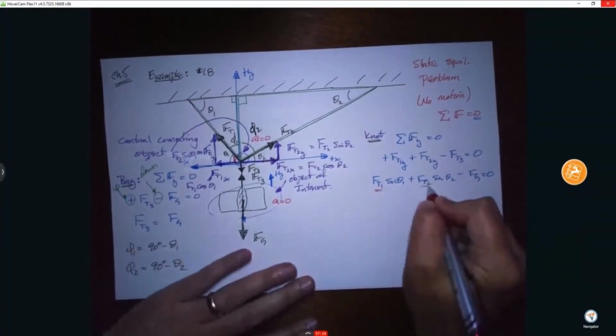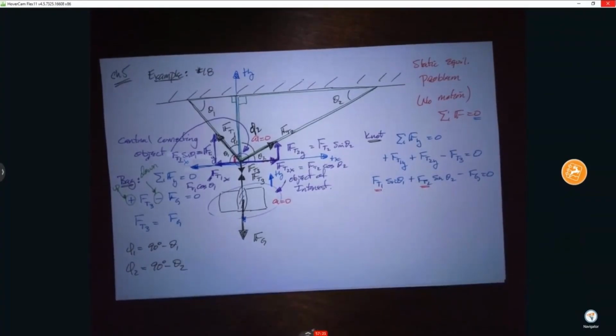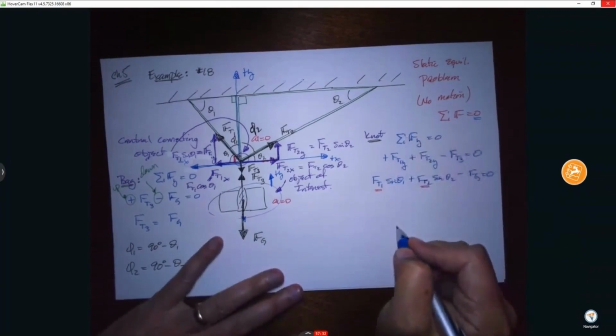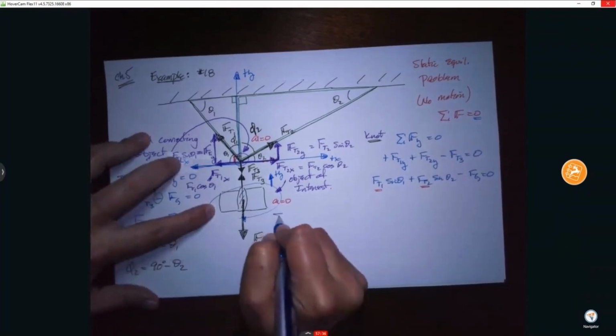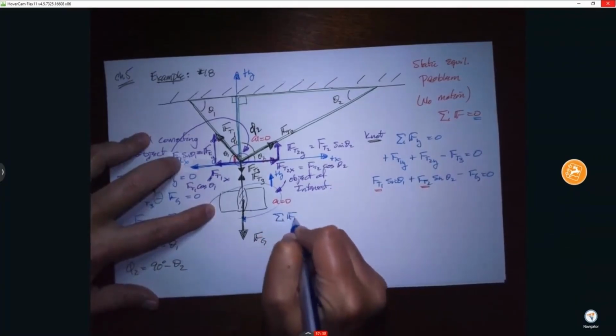So my unknowns are Ft1 and Ft2 at the moment. So I have two unknowns in this equation. Then what we're going to do is take a look at the X direction and see what we can come up with there. So let me put that here, I think. We'll do the sum of the forces in the X direction is 0.